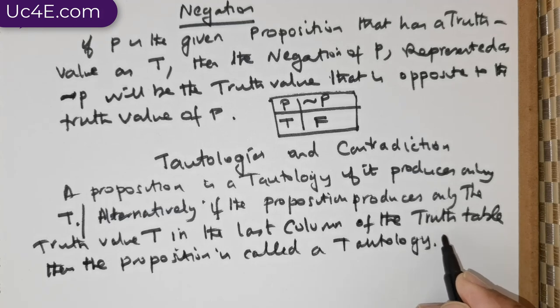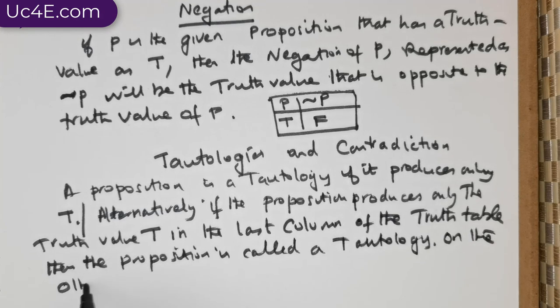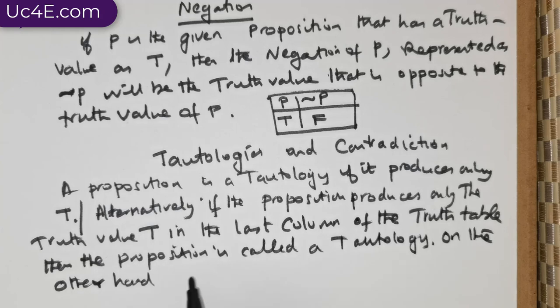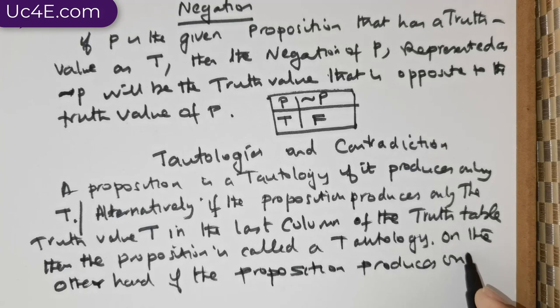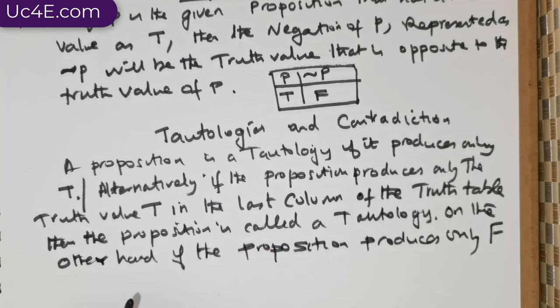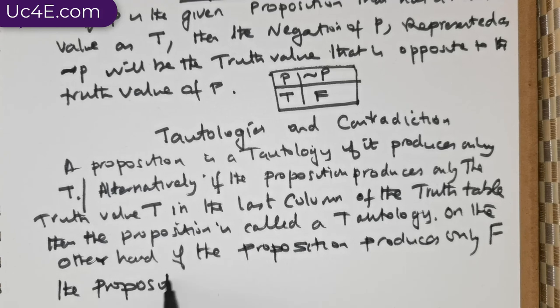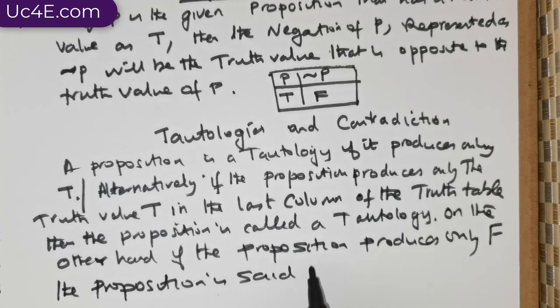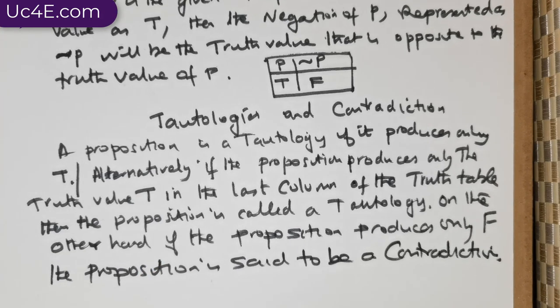On the other hand, if the proposition produces only F, the truth value F, the proposition is said to be a contradiction. So that is the definition for tautologies and contradiction. So let's see some examples.